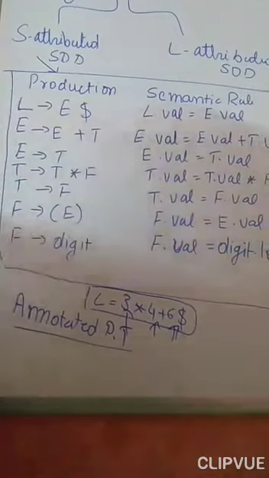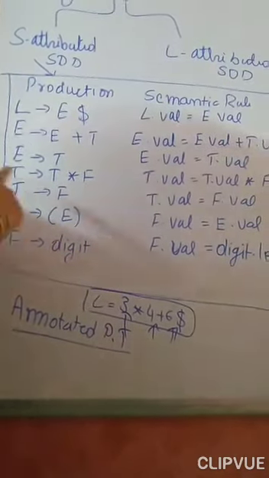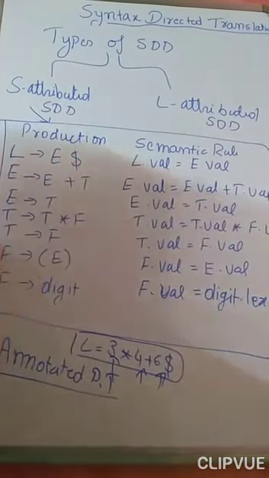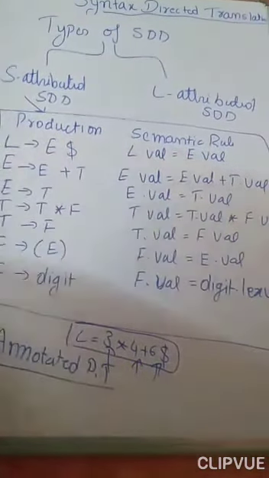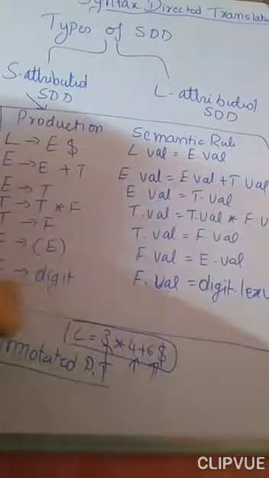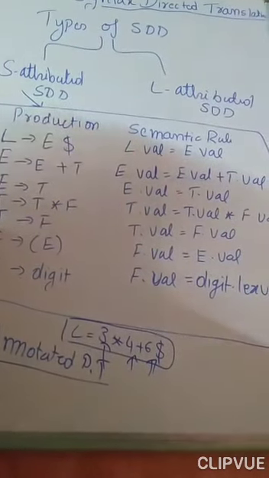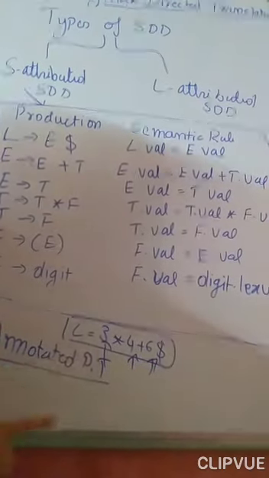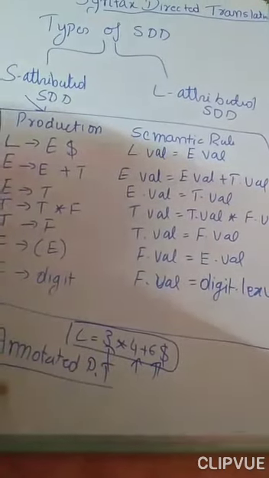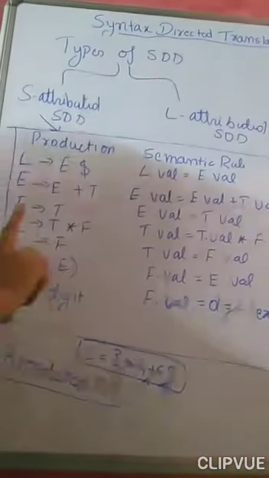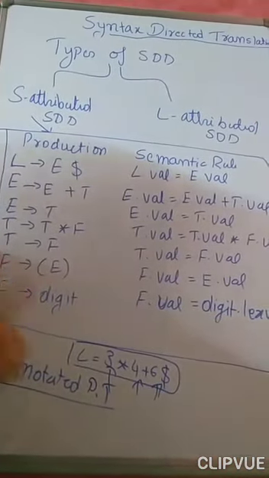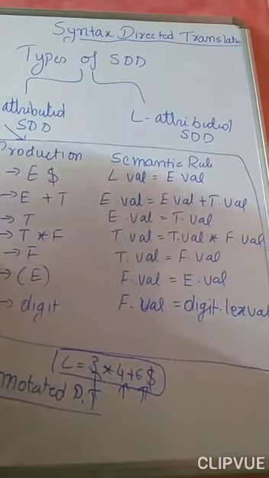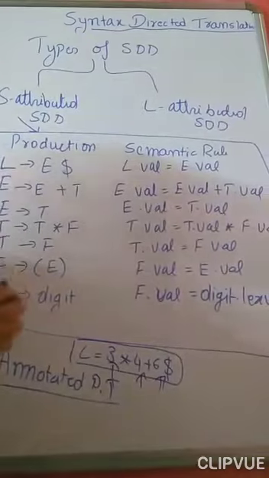So now let us construct an annotated parse tree using this S attributed SDD for some expression. For some given expression, we will use this S attributed SDD and construct the annotated parse tree. Got it? What is an annotated parse tree? It is a parse tree with the attribute values for all the internal nodes. So that is called an annotated parse tree. Now I'll use the same grammar in order to construct the parse tree.